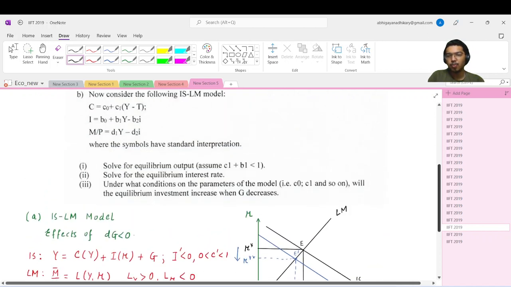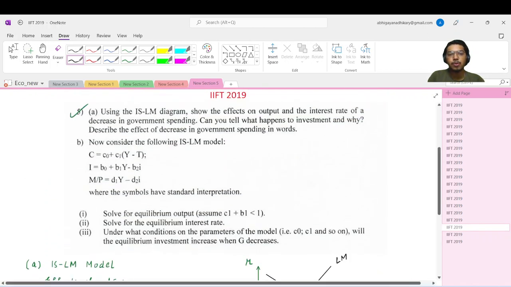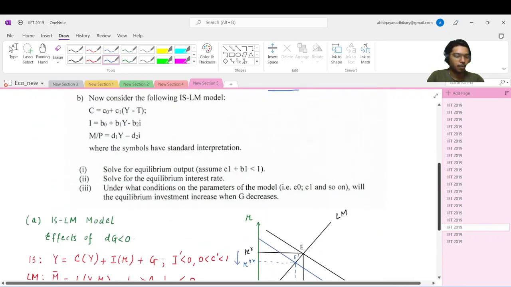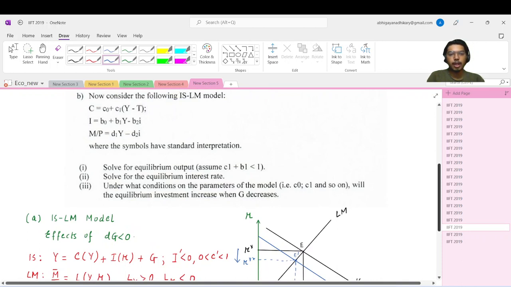You can write it in words, that will not be a problem. That is what the answer should be: we need to describe the effect of decrease in government expenditure in words. You can just frame this reasoning out. It's a very simple reason that we are talking about. I think you can do that.